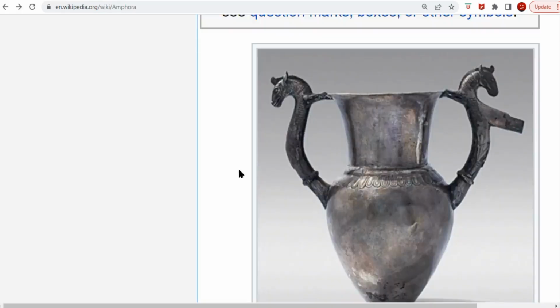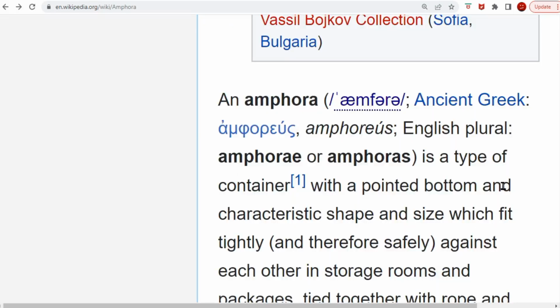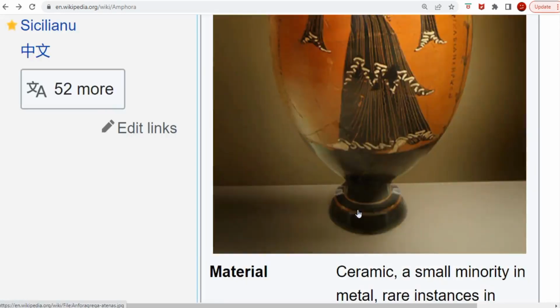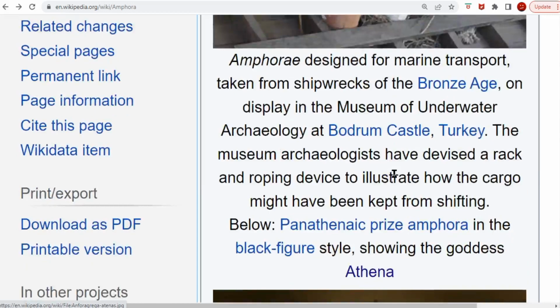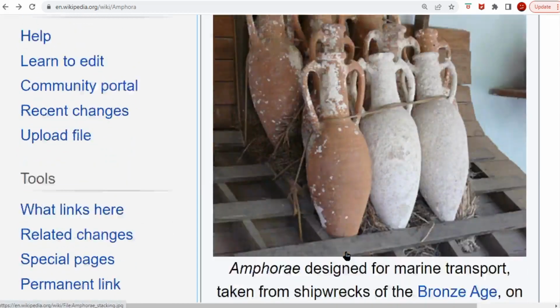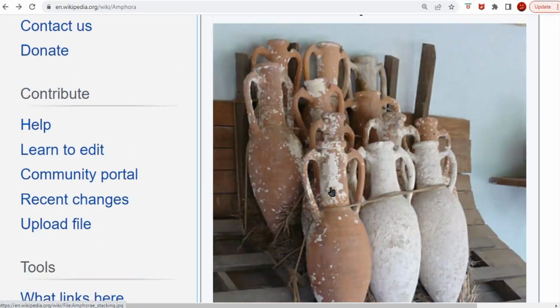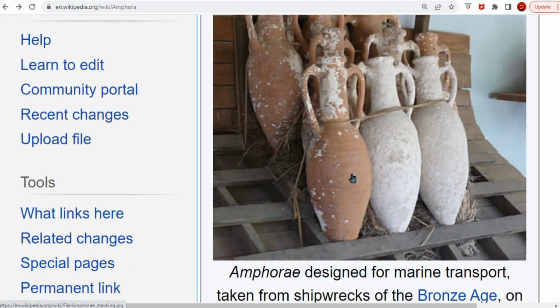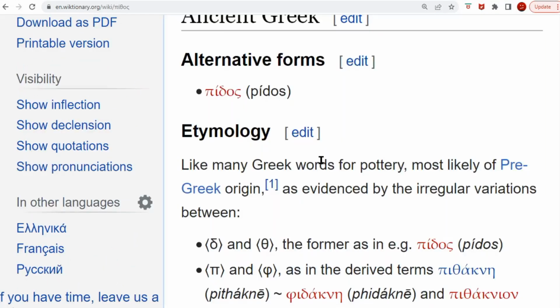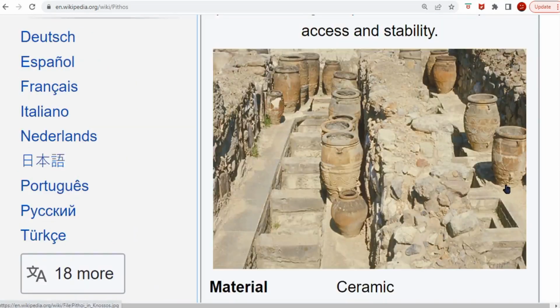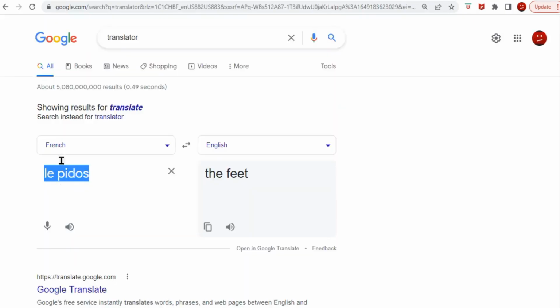But we see in this word for amphora pointed on the bottom, and so the pedo probably means foot. It's pointed on the bottom, and they were designed so you could stack them in the hole. They weren't made to stand up on land, but they were made to be stacked in cargo for shipping. And the pedos had a bigger base so they could stand up on land, which is also your French word lapidos, the feet.